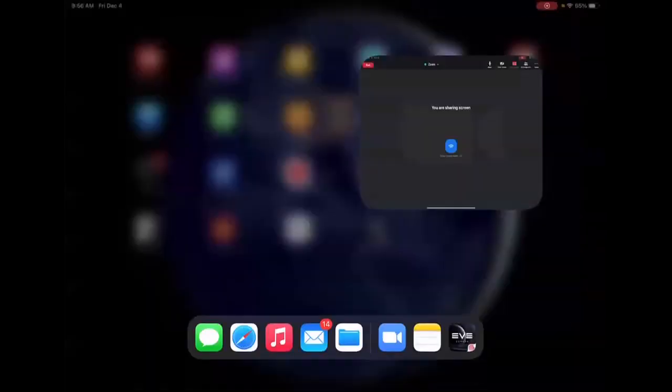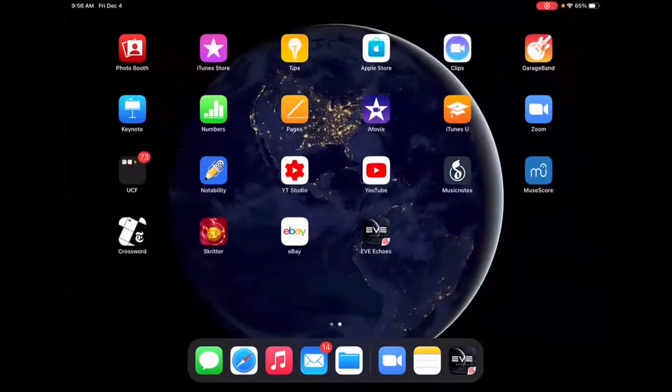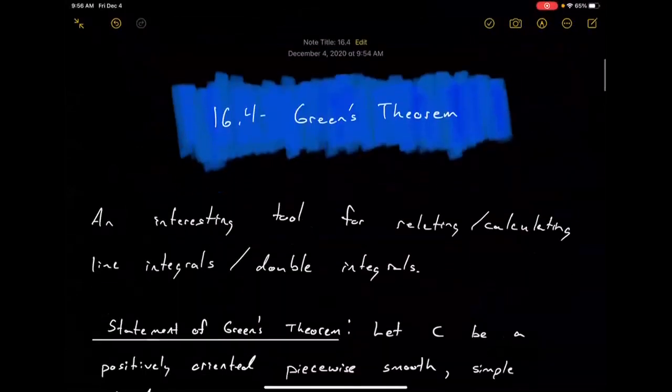I think it's going to be a fairly quick section in this video. We're doing section 16.4, which is Green's theorem. Now this, if you're just reading it on your own, could be kind of intimidating, this section. I'm going to present it in a way that will hopefully make it a bit more comfortable for you guys, all right?